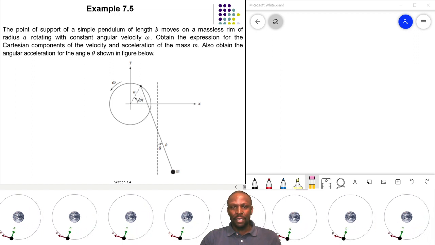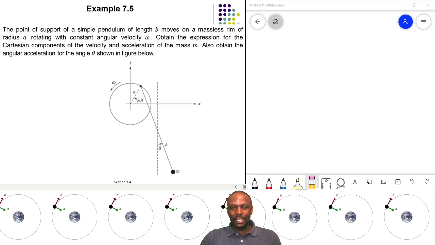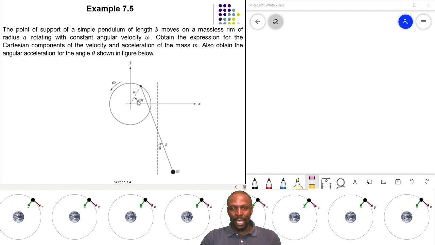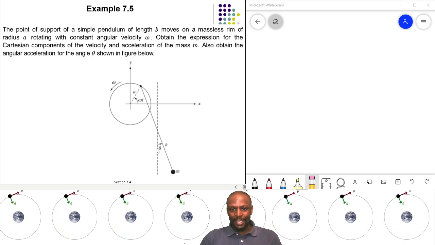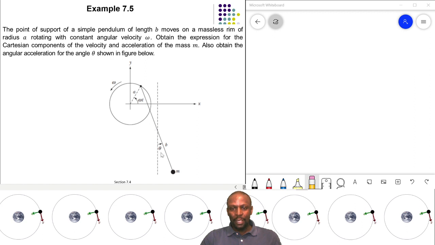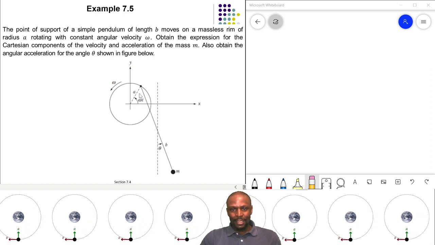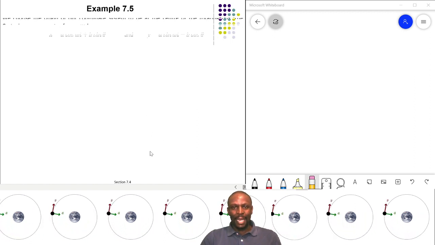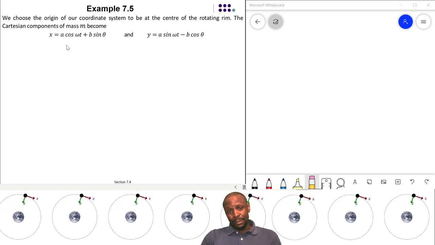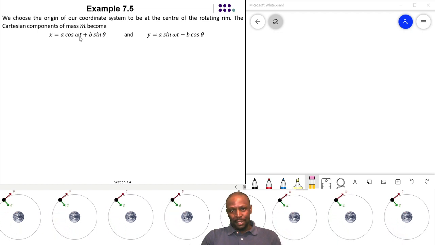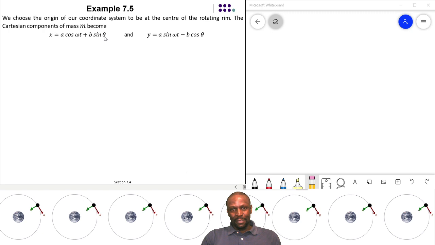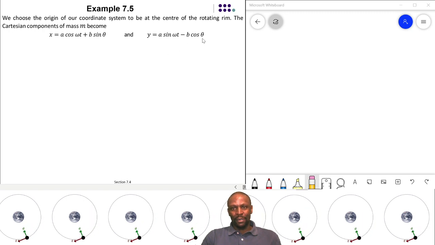The position in terms of x will be the x in terms of this varying angle with respect to time, plus the x part with respect to y to this angle theta, and the y will also be with respect to theta plus the omega. Now from that diagram, the x will just be given by this as a function of omega t and theta, and the y will just be given by that.